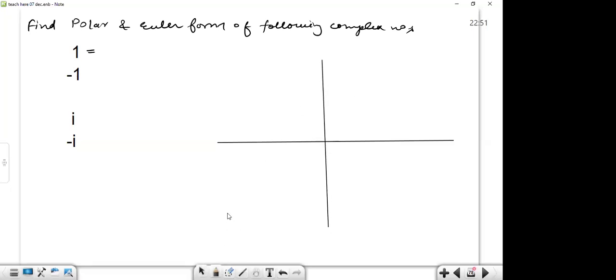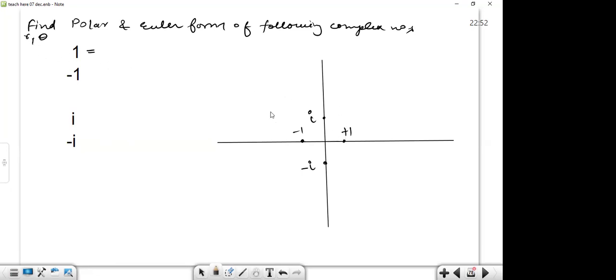Okay. So plus 1, where will it be lying? Here, plus 1. Minus 1 will be lying somewhat here. Plus iota will be lying somewhat here. Minus iota will be lying somewhat here. So we have to find out the magnitude and amplitude of all. Let's find out that first.